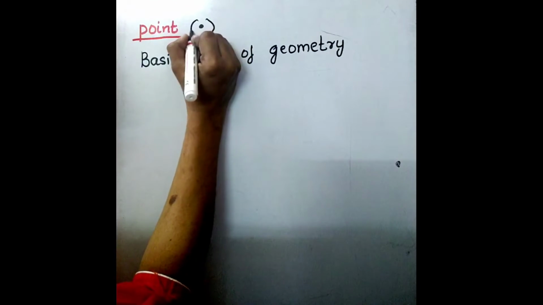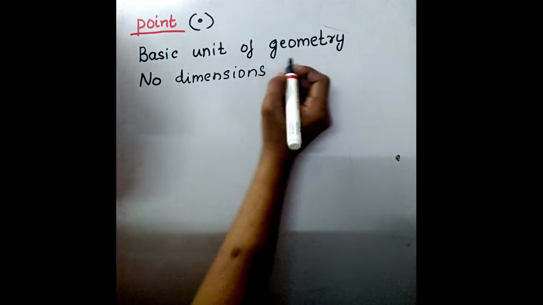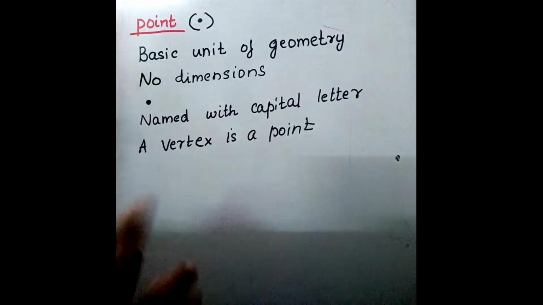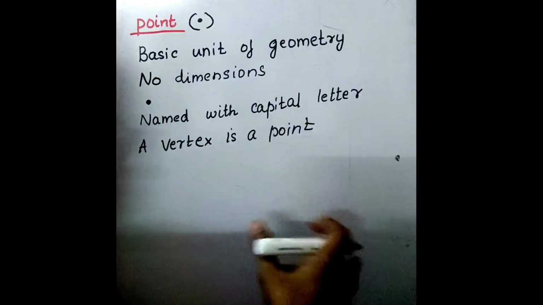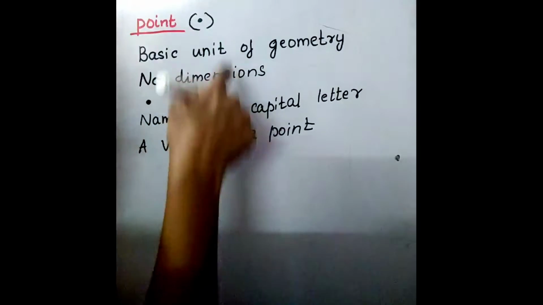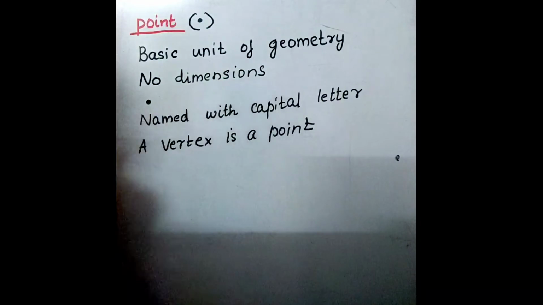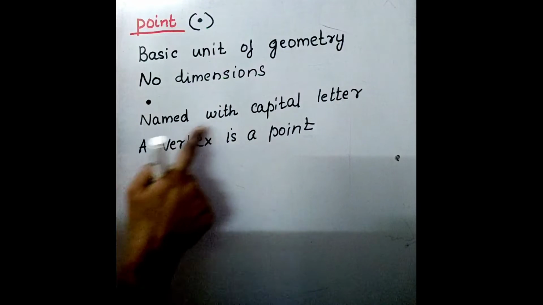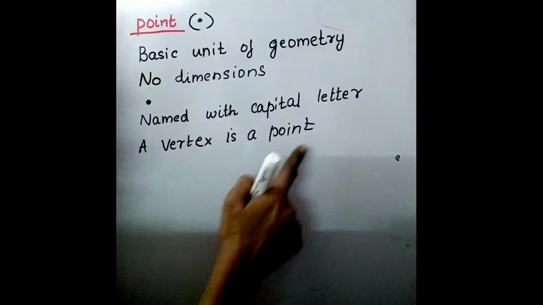This is the point. A point has no dimensions. It is represented by a dot. It is named with a capital letter, A, B or C, any one. And a vertex is a point. These are the features of points: basic unit of geometry, it has no dimension, it is represented by a dot, named with capital letters, and a vertex is a point.